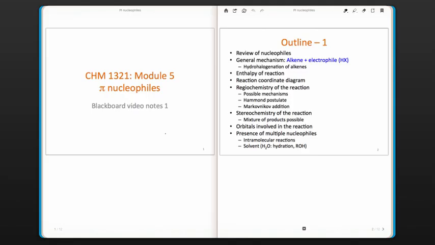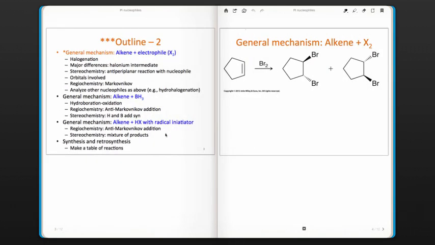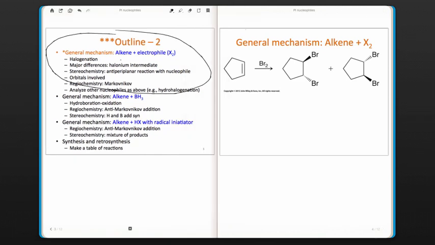Hi, so in this video we're going to continue our discussion about pi nucleophiles. We've already covered the first page of the outline from this section. What we're going to be covering specifically in this particular video is the general mechanism addition of alkenes with X2 type electrophiles, where X can be chlorine, bromine, or iodine.